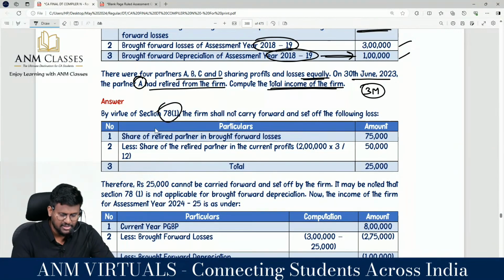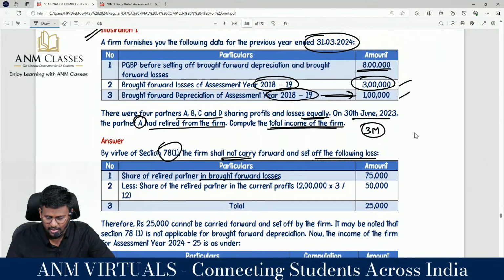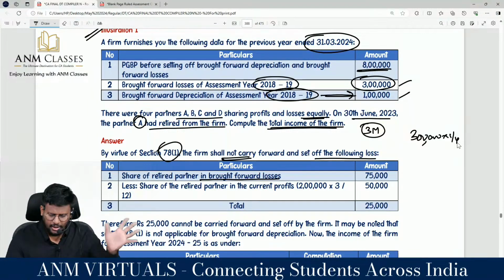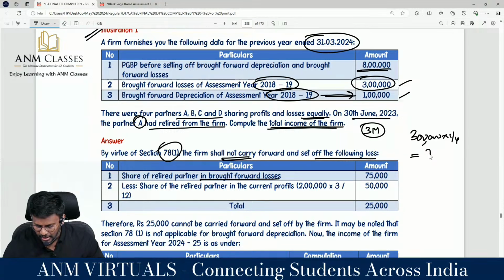By virtue of 78 subsection 1, the firm shall not carry forward and set off the following loss. What is the share of retired partner in the brought forward loss? The total is 3 lakh. So 3 lakh into 1/4. Why 1/4? All are equal partners. So 3 lakh into 1/4 comes to 75,000 is the share of retired partner, my dear lovable students. Share of retired partner loss. This amount should be put on the dustbin.